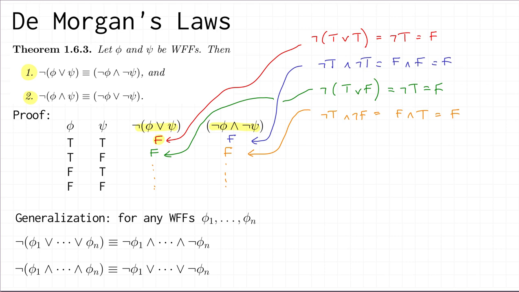So I'd like to mention an important generalization of De Morgan's laws, which is a generalization to when there are more than 2 formulas. So it's in fact true that if you have any well-formed formulas phi 1 up to phi n, then the negation of phi 1 or phi 2 or phi 3 up to phi n is logically equivalent to not phi 1 and not phi 2 and not phi 3 all the way up to not phi n, and the same with not and or swapped over.